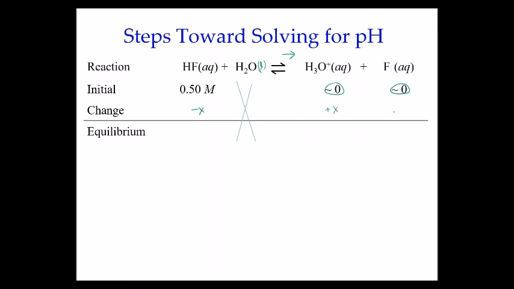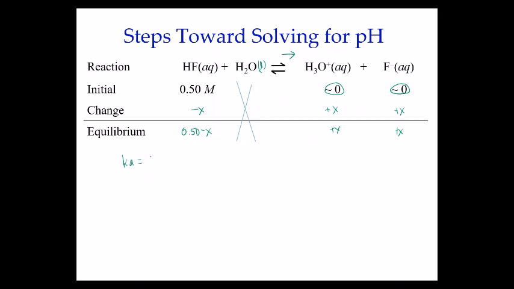This would be plus x. So at equilibrium, you get 0.50 minus x, plus x, and plus x. And before we can do anything else, we need to go ahead and write out our expression for Ka.